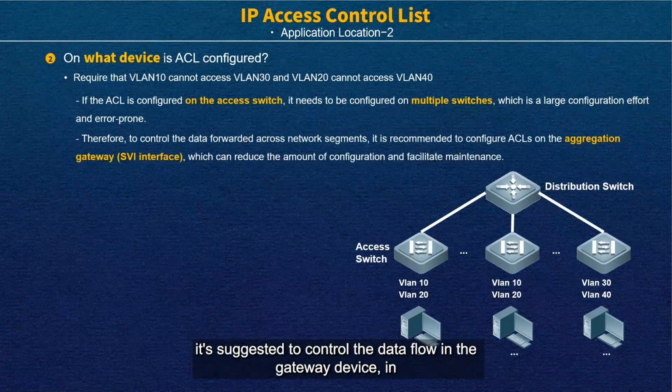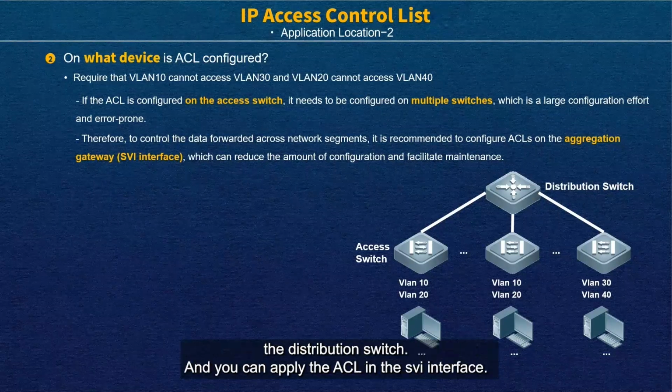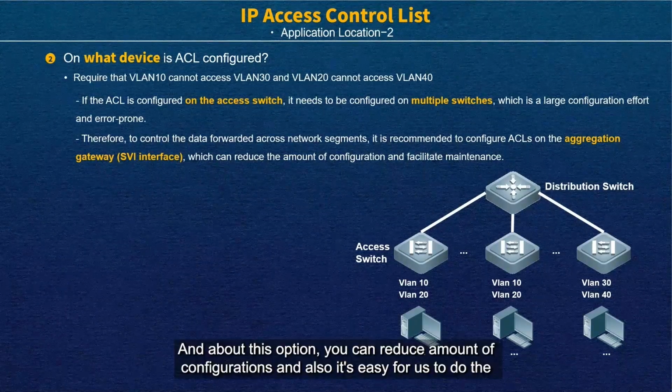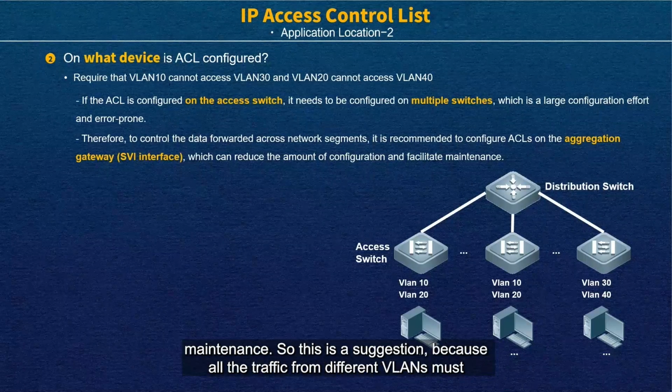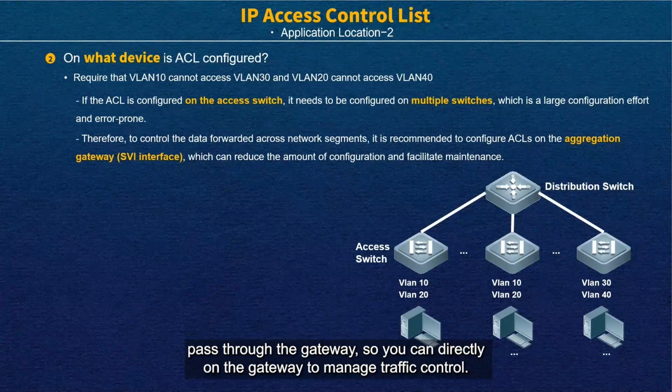So in this scenario, I suggest controlling the data flow at the aggregation gateway device, the distribution switch, and you can apply the ACL on the SVI interface. With this option, you can reduce the amount of configuration, and it's also easy for us to do the maintenance. This is the suggestion because all the traffic between different VLANs must pass through the gateway, so you can control it on the gateway.